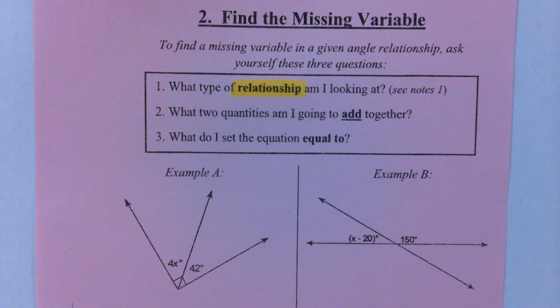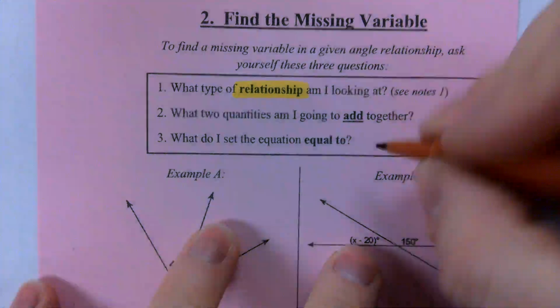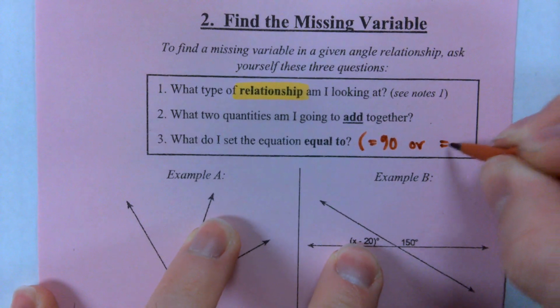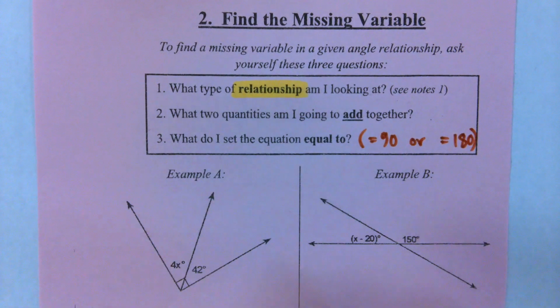The second question we ask is, what 2 quantities am I going to add together? Now, this isn't going to apply if we have vertical angles, because they'll just be equal, but we'll get to that in another example. And once you know what 2 quantities you're adding together, you're going to ask yourself, what do I set this equation equal to? Luckily, there's only 2 options, right? It's either going to be equal to 90 or equal to 180, for complementary and supplementary. So go ahead and add that in there.